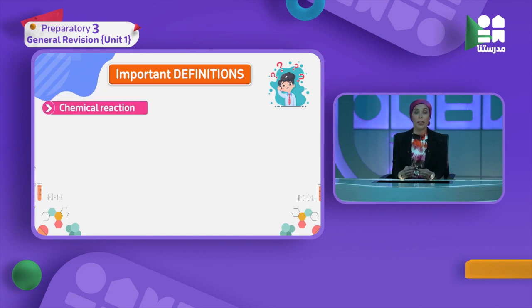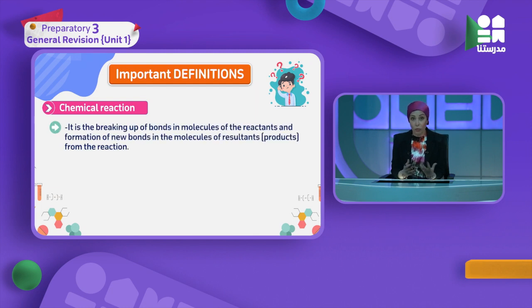Definitions. The first definition here is the definition of the title of our lesson, which is the chemical reaction. What's meant by chemical reaction? It's very easy. It's a breaking down of bonds between molecules of reactants and formation of new bonds between products or resultants. And I know all of you answered it before I answered. Okay, this is our first definition.